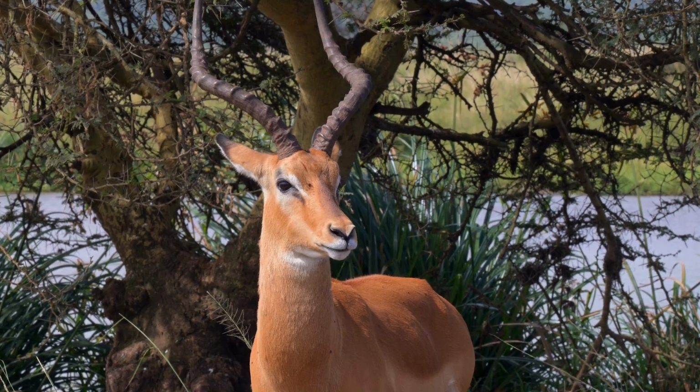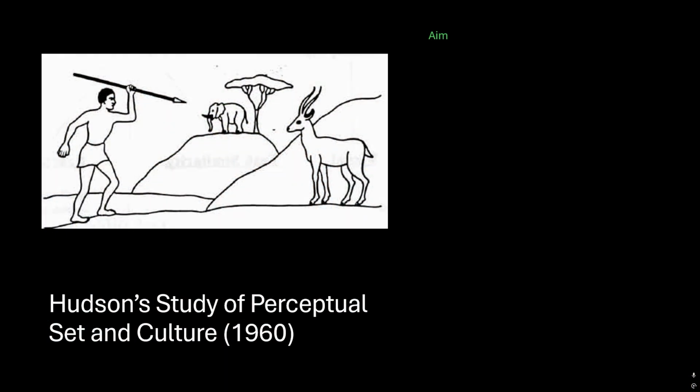What was the aim of this study? The aim was to investigate whether people from different cultures interpret pictorial depth cues in the same way. The methodology: Participants were shown black and white line drawings depicting scenes with depth cues, for example, a man with a spear and animals at different sizes, and we know that that represents different distances.